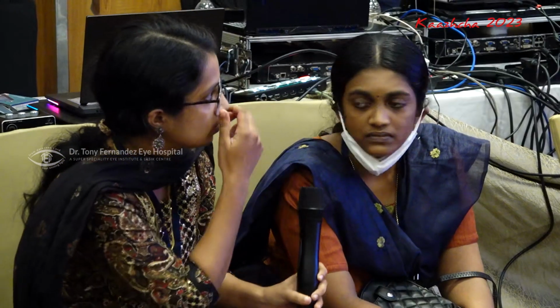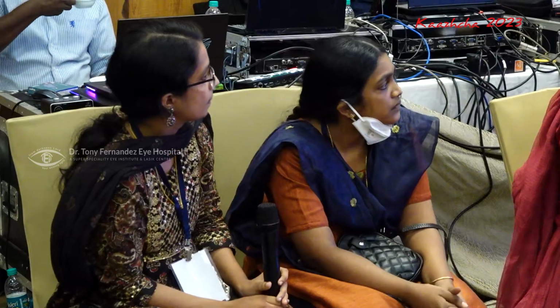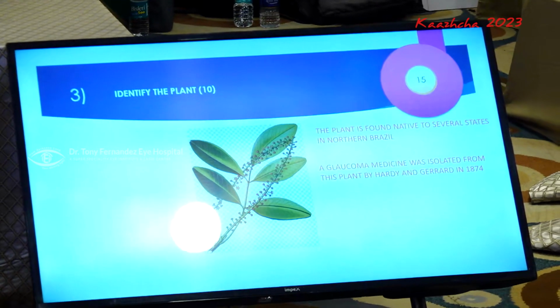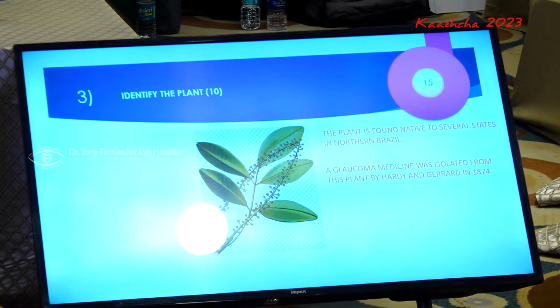Identify the plant. Okay, I'll give the first clue. The plant is found native to several states in northern Brazil. Okay, I'll go to the third clue. A glaucoma medicine was isolated from this plant by Hardy and Gerrard in 1874.